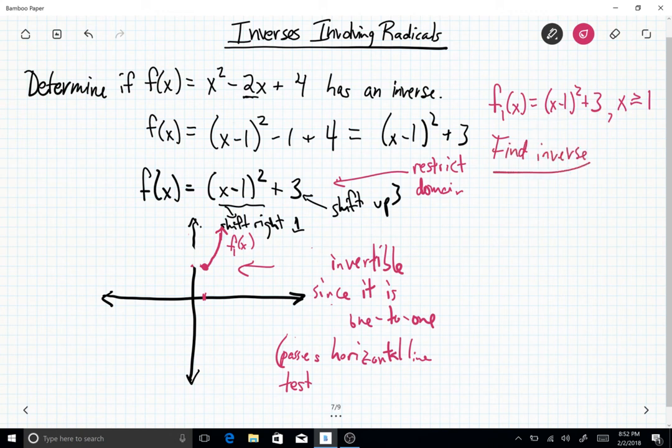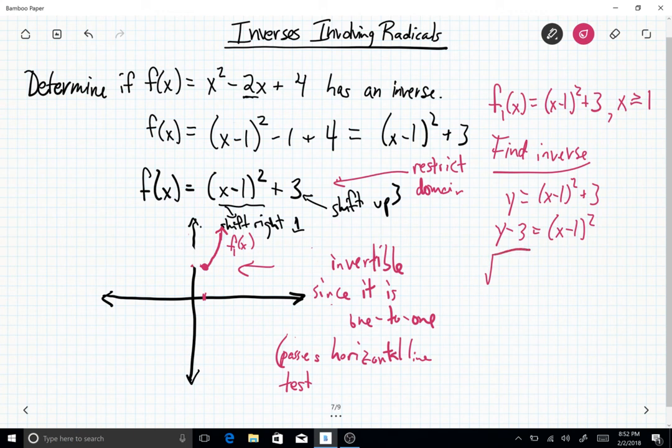And that's not too bad. Here's all you do. You go same old steps that we've done before. You go y equals x minus 1, the quantity squared, plus 3. And we'll leave out that x greater than or equal to 1 because we're about to solve for x. So you get y minus 3 equals x minus 1, the quantity squared. So you take a square root, right?